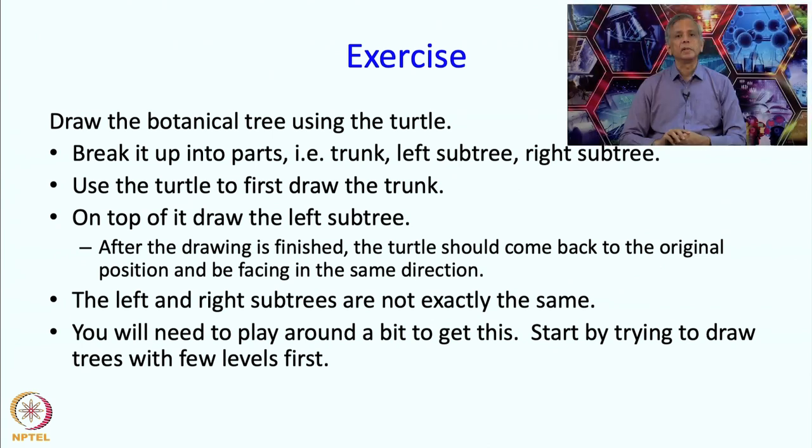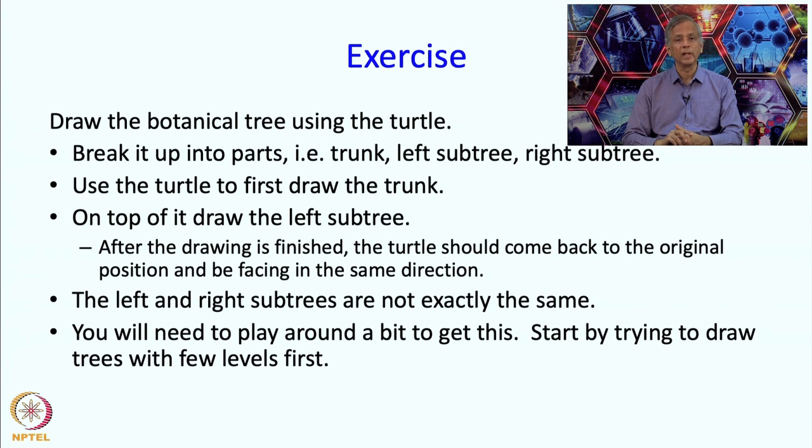And this time it turns out it is convenient to draw it using the turtle rather than using these coordinate based graphics. Okay? So what you should do is you should get the turtle to first draw the tree and on top of it draw the left subtree, or somewhere attached to that. Okay? After the drawing is finished, and this is the crucial part, you want the turtle to come back to the original position, because only then you can draw the next. Because if the turtle didn't come back to the original position, that's not good, because you want it to be at a proper position so that only then you know where to move it so as to get to the right position.